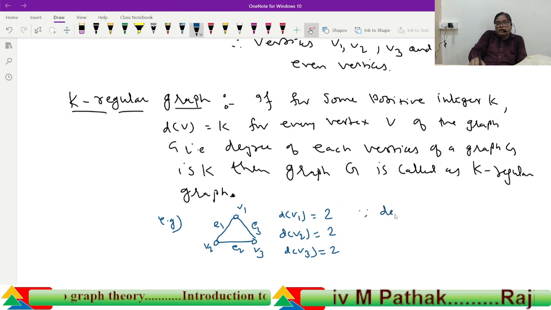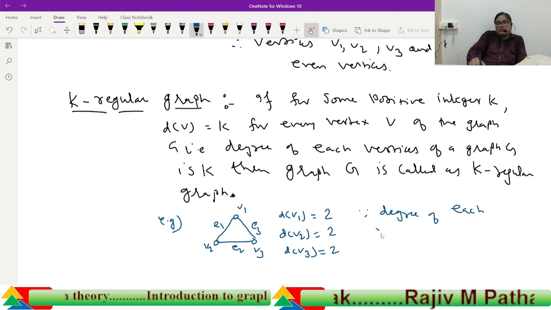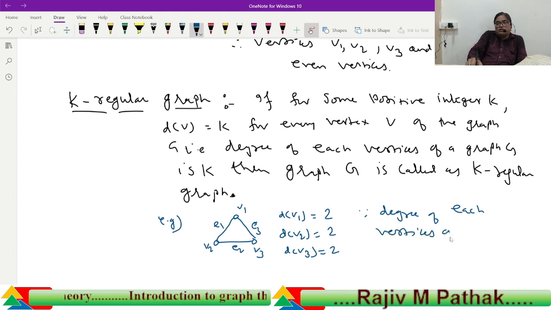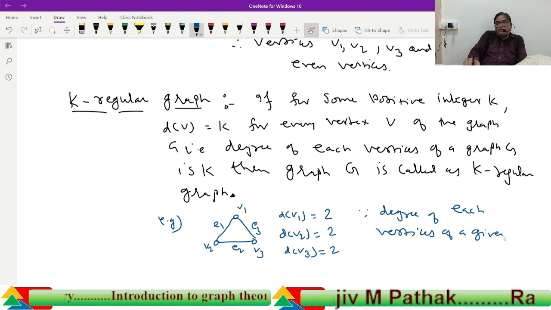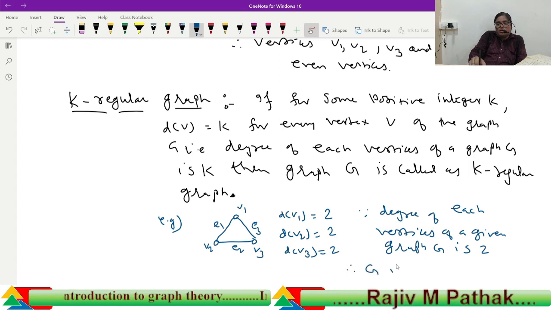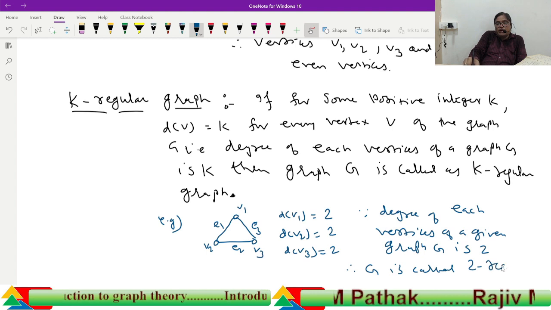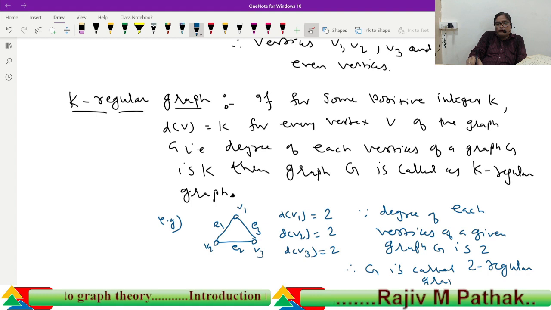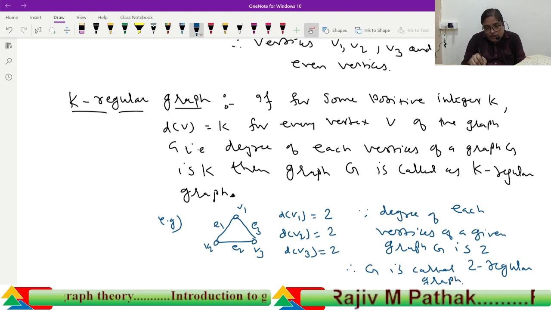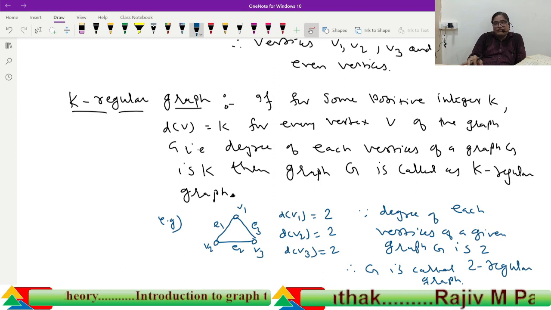Since the degree of each vertex of the given graph G is 2, therefore G is called a 2 regular graph. Here the value of k is 2, so we call it a 2 regular graph. Is it clear? So what is a 3 regular graph? Can you define a 3 regular graph?